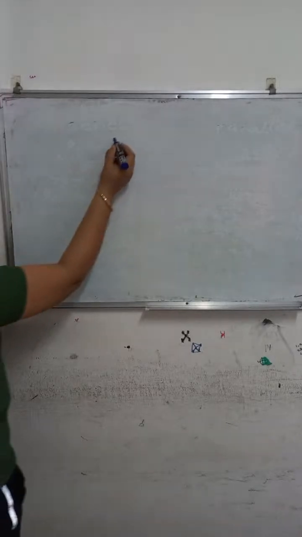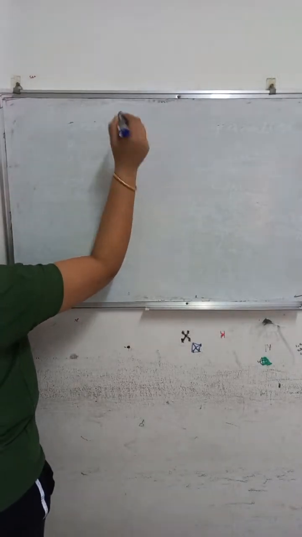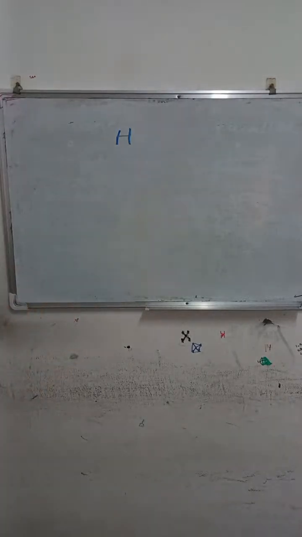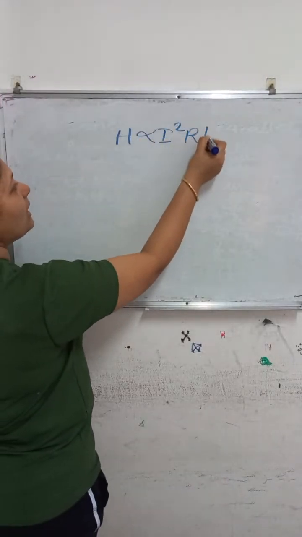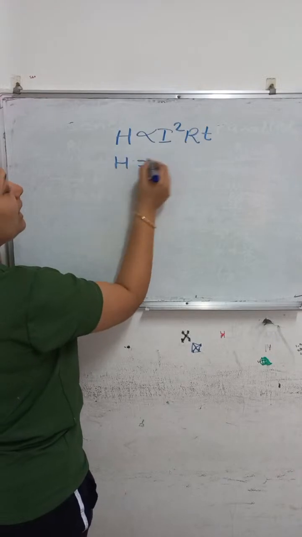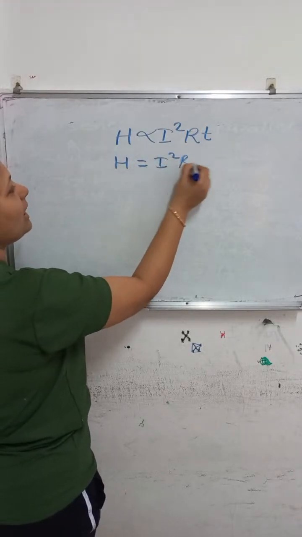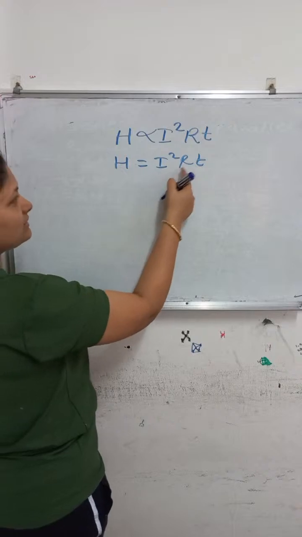And here, what is Joule's law of heating? The heat produced in a conductor is directly proportional to the square of the current. According to Joule's law, heat produced in any conductor or device is directly proportional to the square of the current through it, the resistance, and the time. We can write H is equal to I square R into T, that is current, resistance and time.